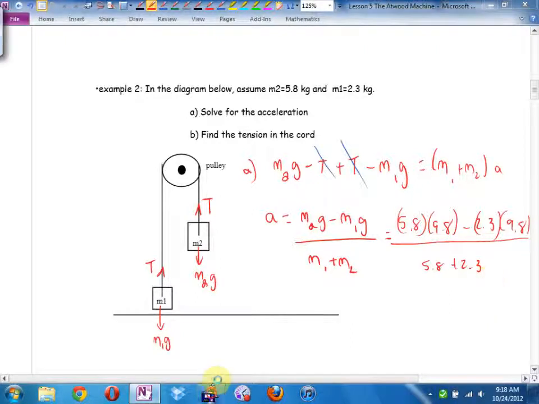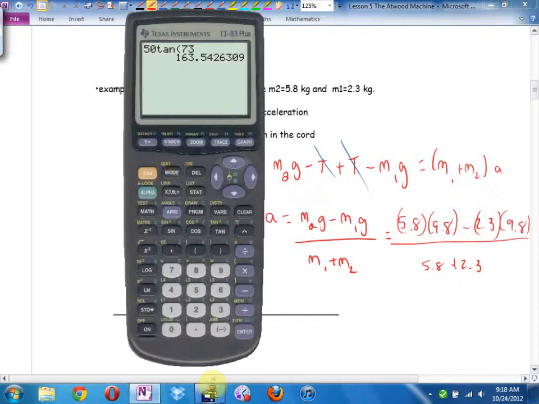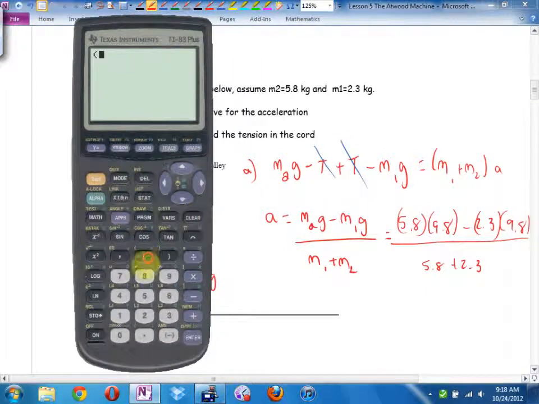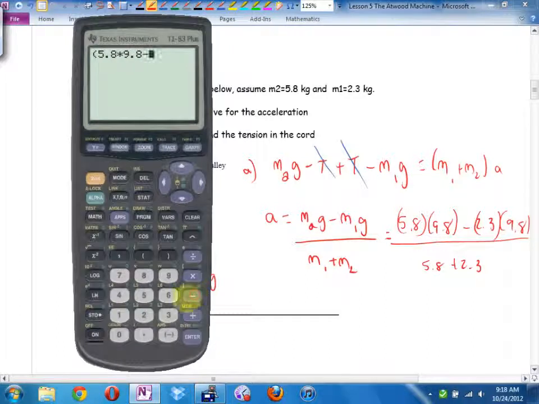Let's see. It's going to be 5.8 times 9.8 minus 2.3 times 9.8. I got more than one number on the top, so I better put that whole mess in brackets. Divided by bracket 5.8 plus 2.3. Do you get 4.2345679? No? Yes? So 4.23?